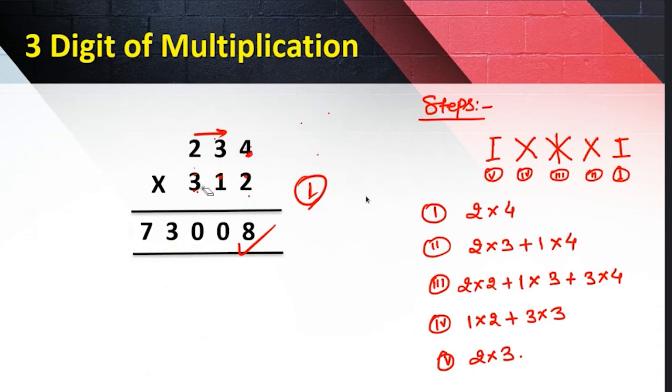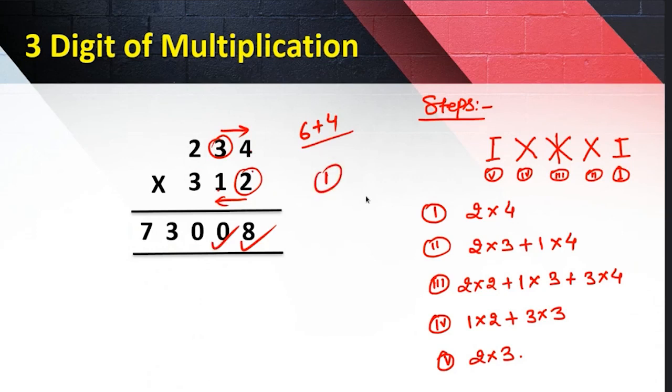Now look at this, whatever I told you. 2 into 4, 8. Now what are we going to do? 2 with 3, so 2 threes are 6. 6 plus this 1 I told you. The next value will multiply with the previous value of that number. So 1 into 4, 4. So 6 plus 4, 10, carry over 1.